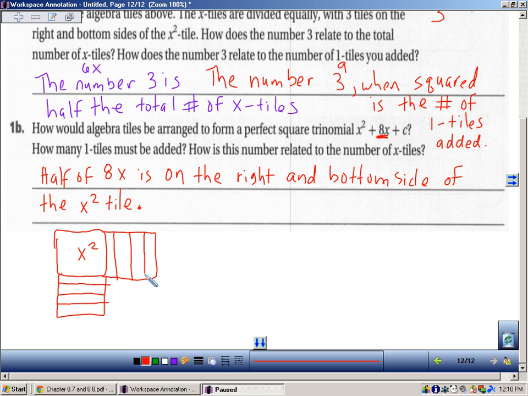Okay. So there's 4 x's, right, and 4 x's there. Right? Right. If you want me to put them little x's, I can.